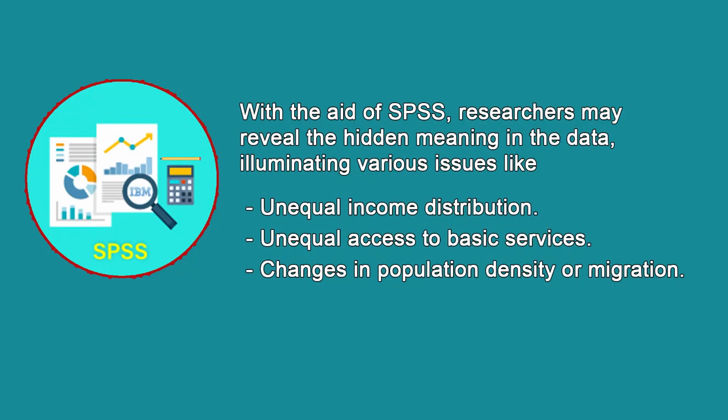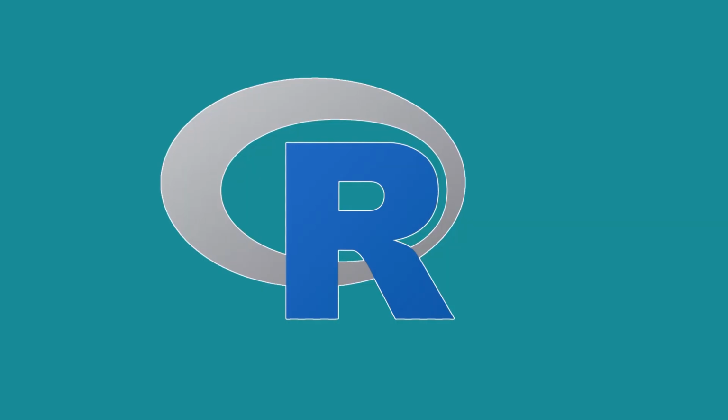With the aid of SPSS, researchers may reveal the hidden meaning in the data, illuminating various issues like unequal income distribution, unequal access to basic services, and also changes in the population density or migration. These discoveries give urban planners a framework on which to construct adaptable policies that address the requirements and also the difficulties of urban populations, guiding cities towards sustainable growth and improved quality of life.